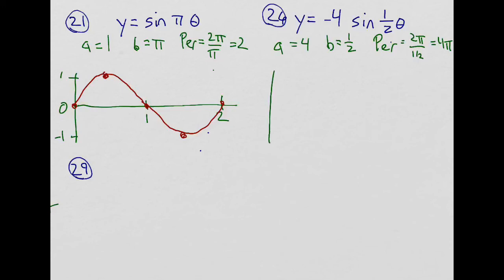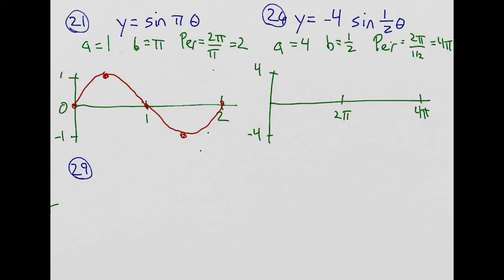So amplitude is 4, which means it goes from 4 to -4. Period is 4 pi. Putting that over here on the right. And so 2 pi is going to be in the middle of that. All right. Now, sketching this one in, I got to remember that negative.